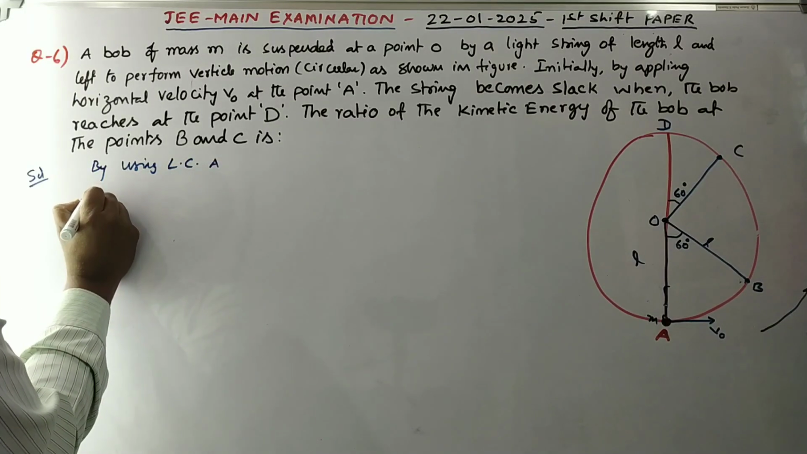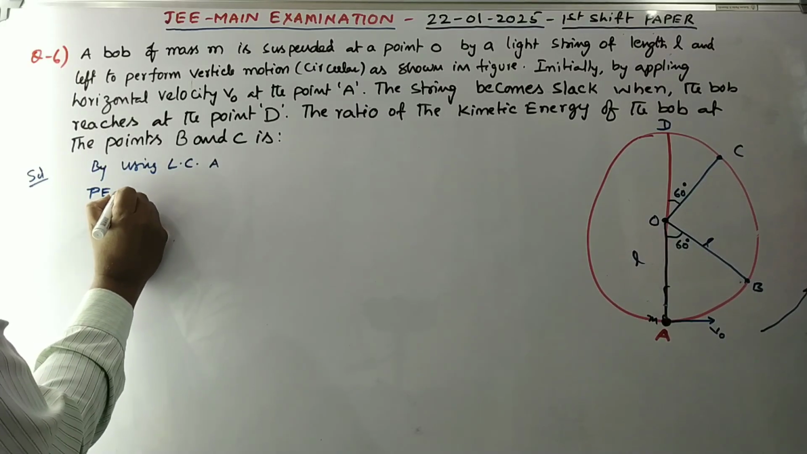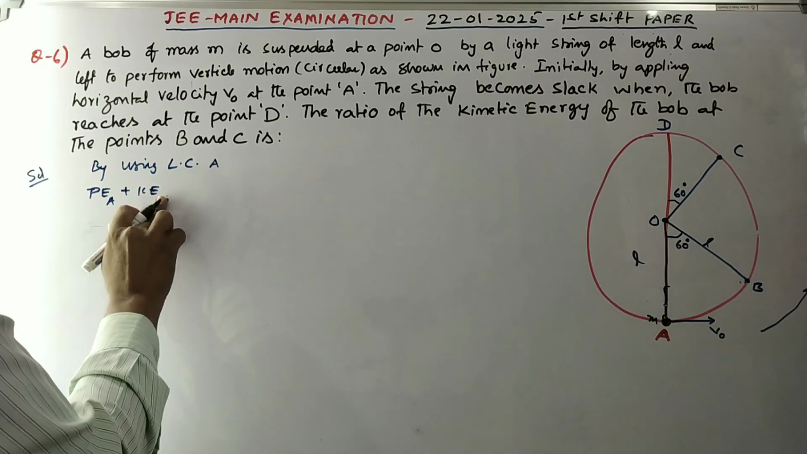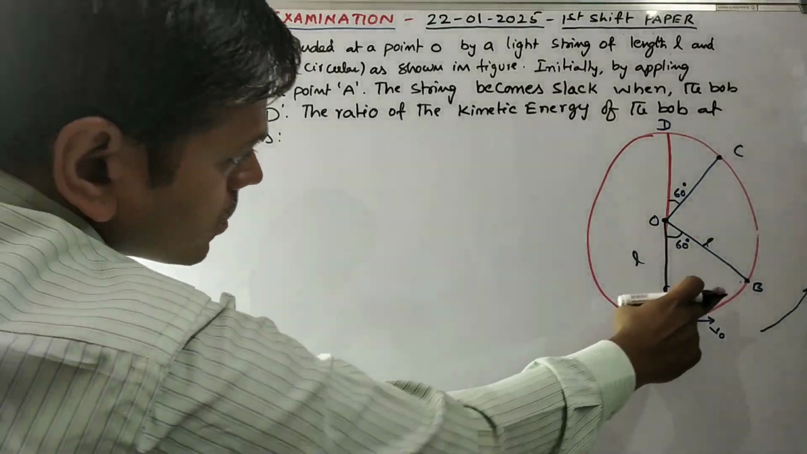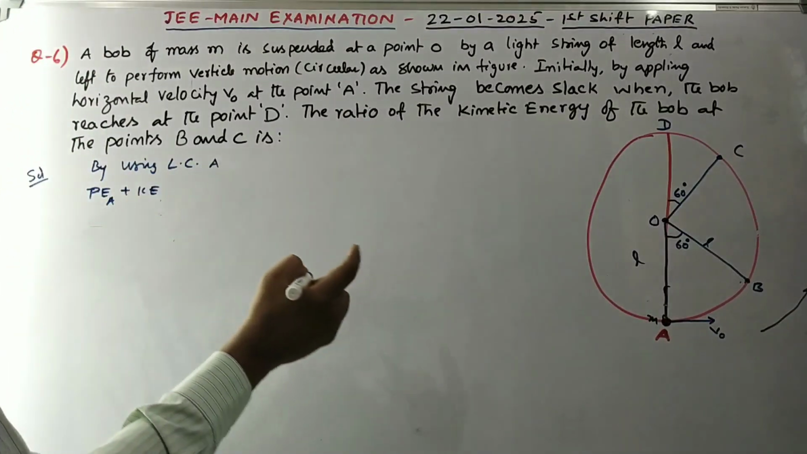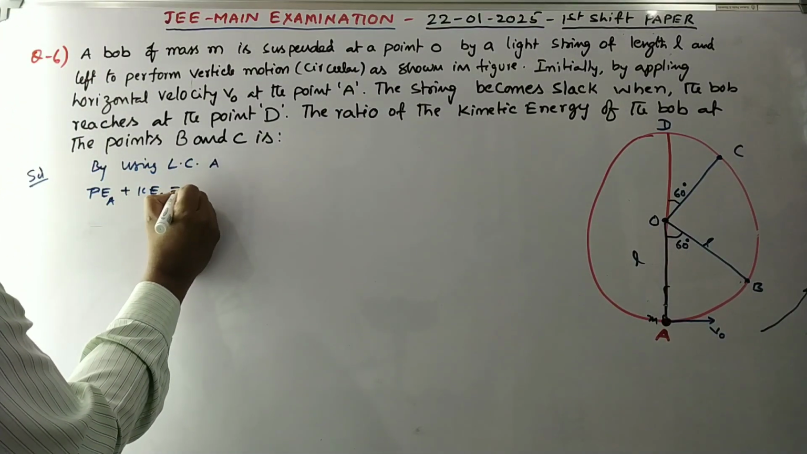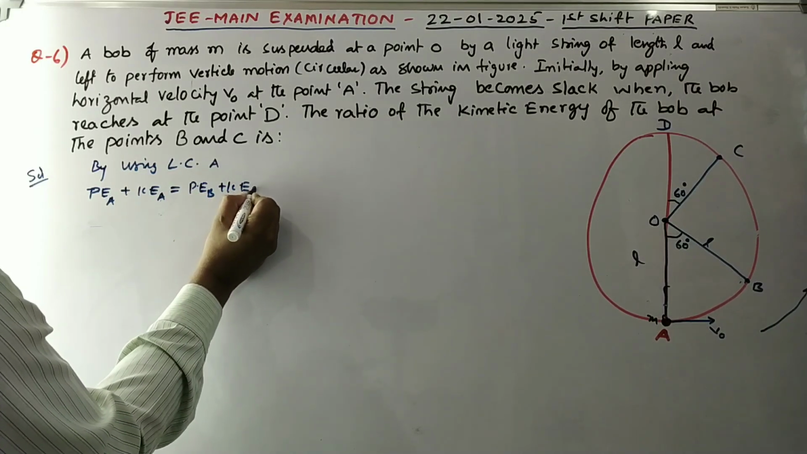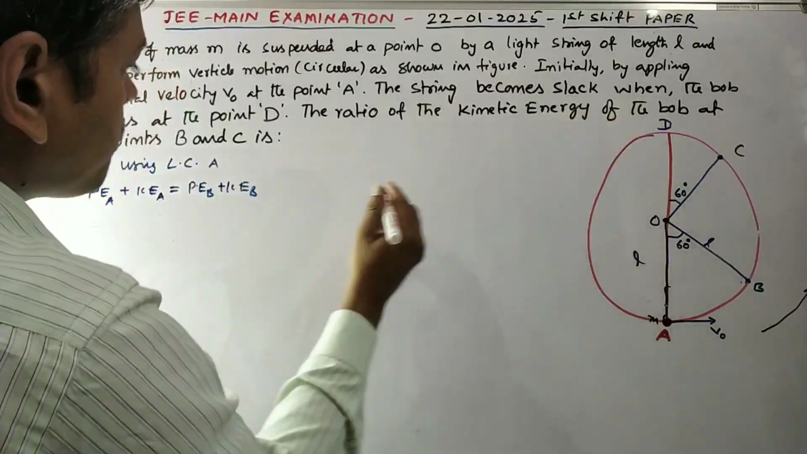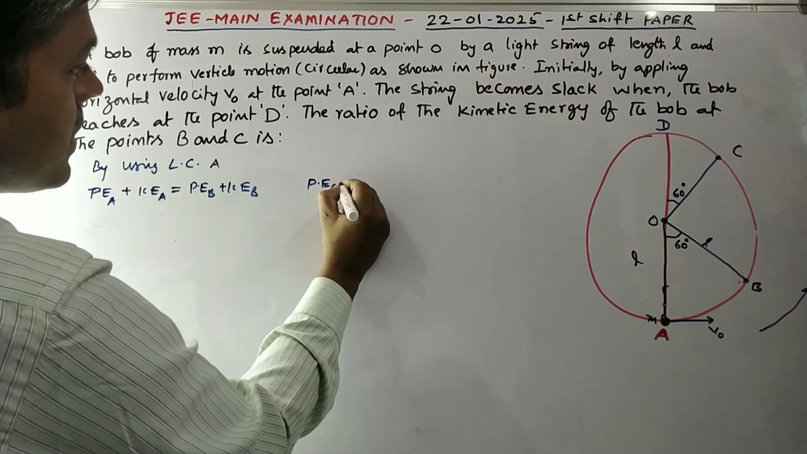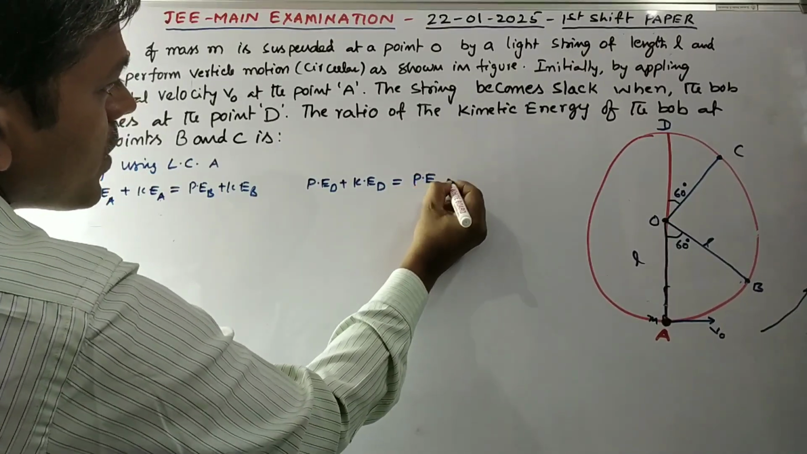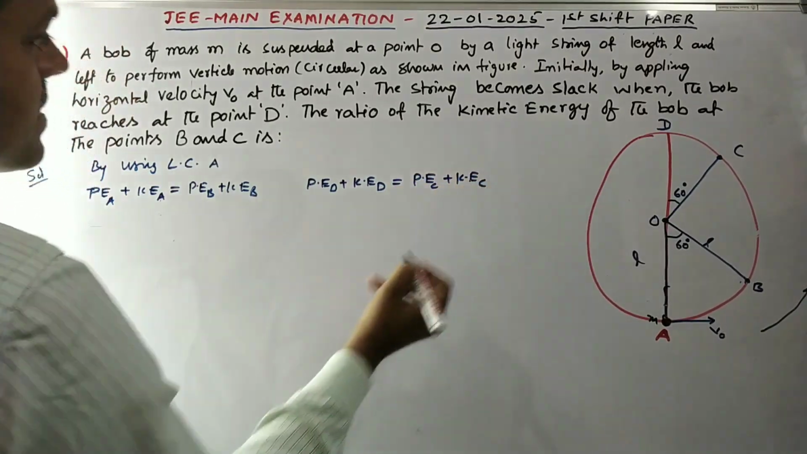what is that? Total energy at point A is equal to total energy at point B. That means potential energy at point A plus kinetic energy at point A is equal to potential energy at point B plus kinetic energy at point B. Similarly, potential energy at point D plus kinetic energy at point D is equal to potential energy at point C plus kinetic energy at point C.